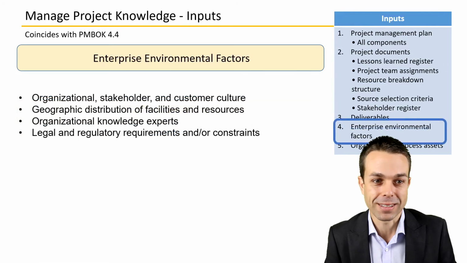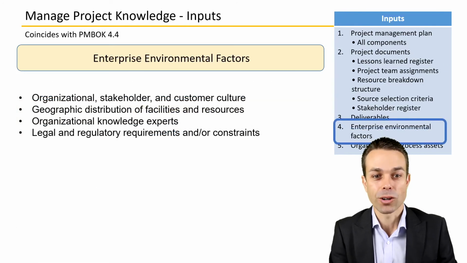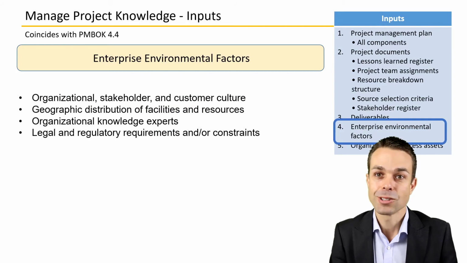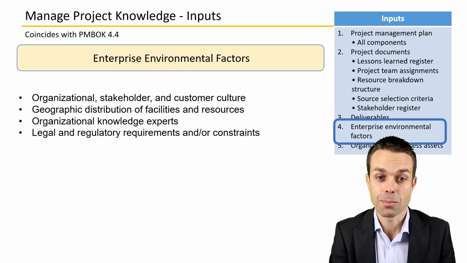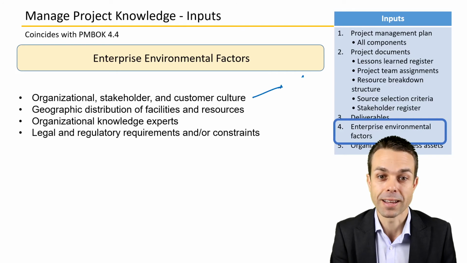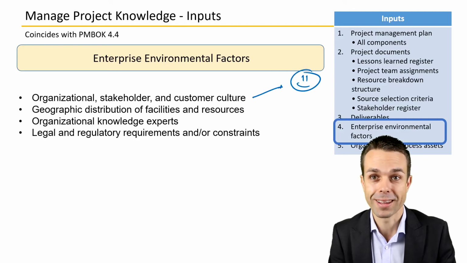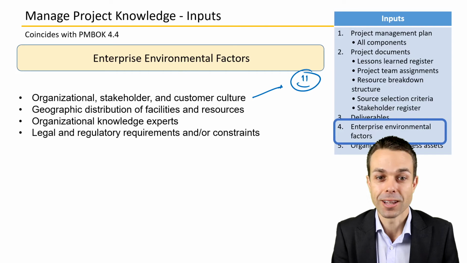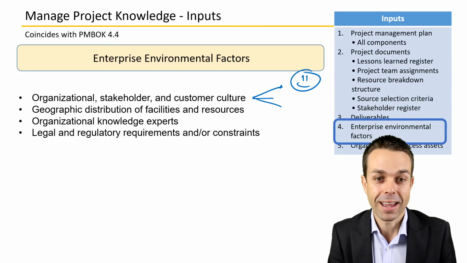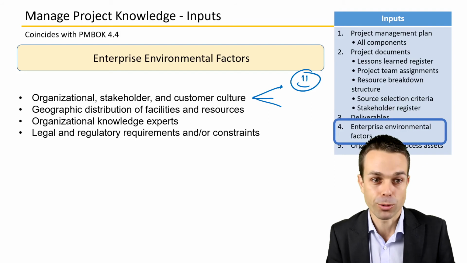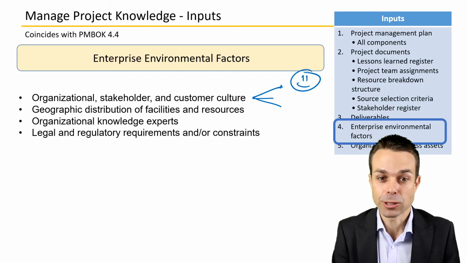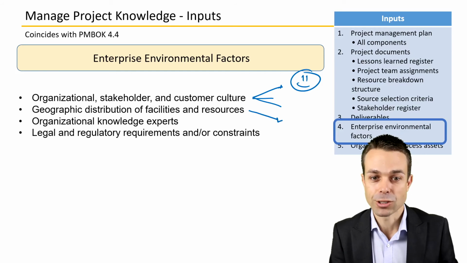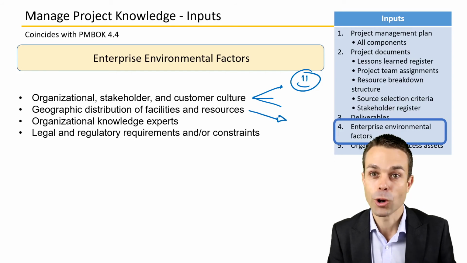Enterprise environmental factors. We've got organizational, stakeholder, and customer culture. So is there a culture of learning? Is there a culture of no blame? So if someone can make a mistake freely and they can still walk away with their dignity intact, is there a culture of being able to learn from those previous mistakes and just take that forward and use that for future projects? A geographic distribution of facilities and resources. You'll know from Agile, we've got teams that are co-located.